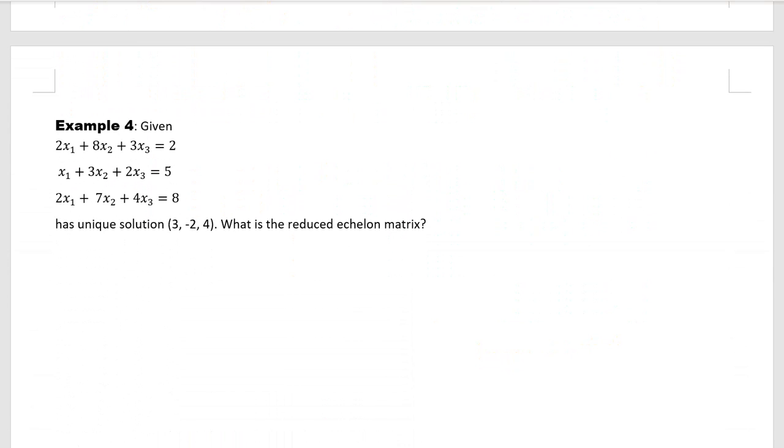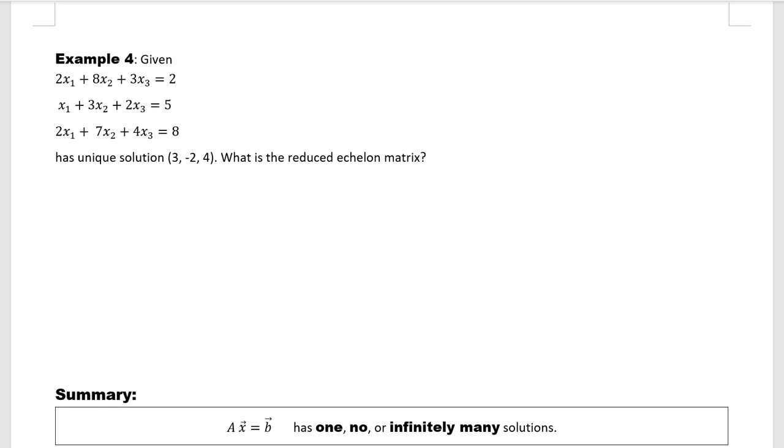All right, example 4. Given the linear system has a unique solution, what is the reduced echelon matrix? Okay, so please pause this video and try to find the answer for it. Are you ready? Did you solve the system?